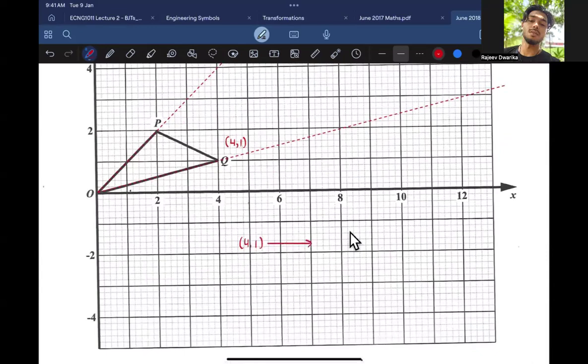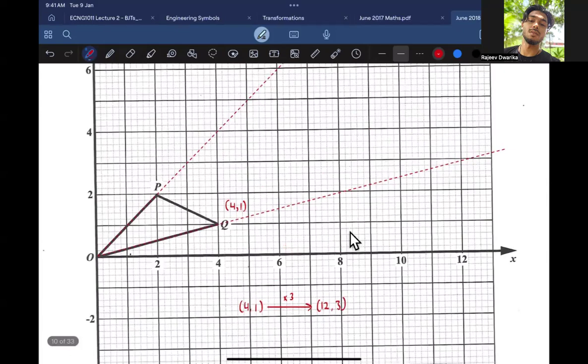Right, so I'm going to multiply that by 3. 12 comma 3. And let us see something. Does 12, 3 fall on the lines? Does it fall on the line? Yeah. That's a good sign.